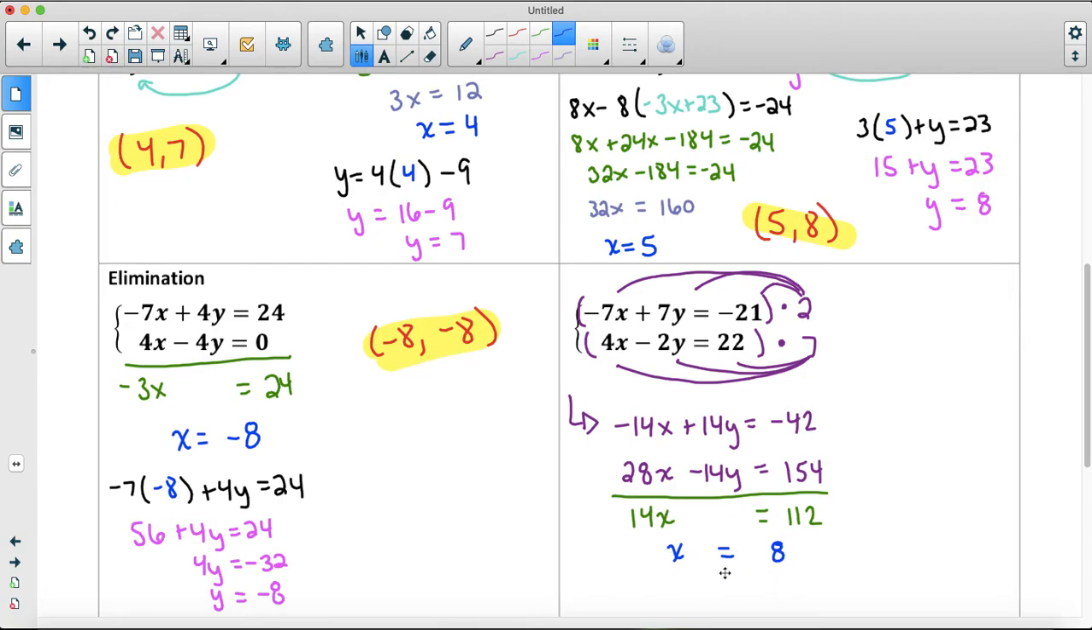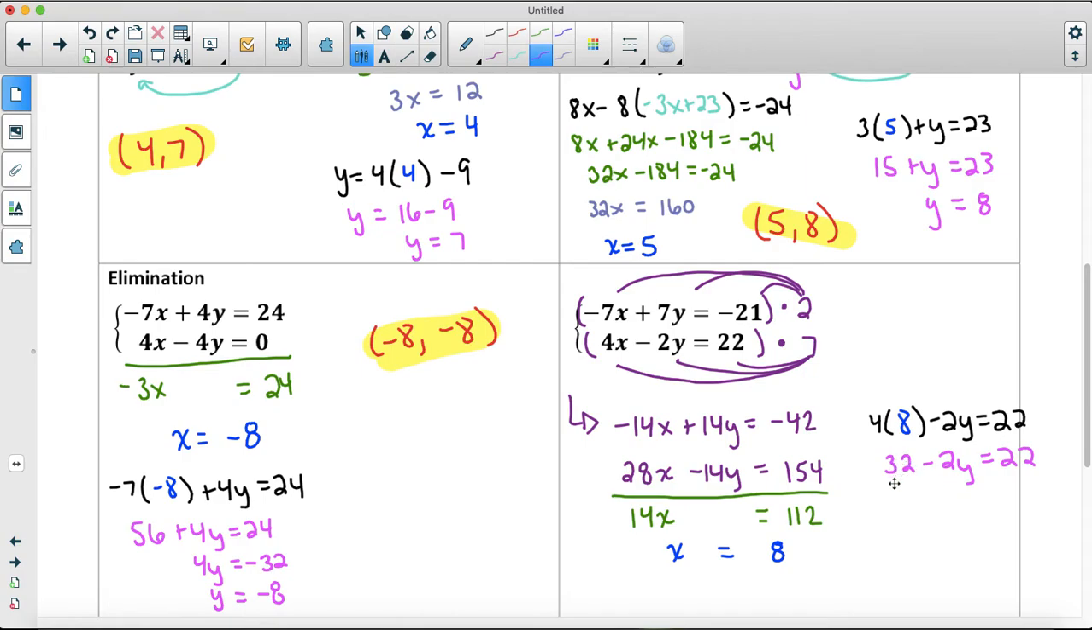Now we'll take that x value of 8 and plug it into one of the original equations. I'll plug it into the bottom one because those are smaller numbers to multiply. So we'll have 4 times that 8, which is what we just found, minus 2y is equal to 22. Simplifying, 4 times 8 is 32, minus 2y equals 22.